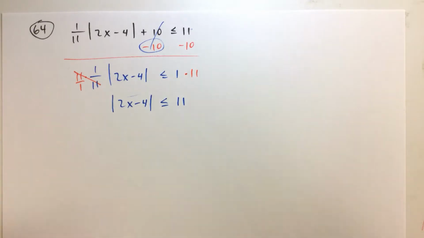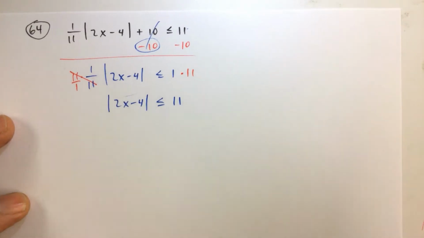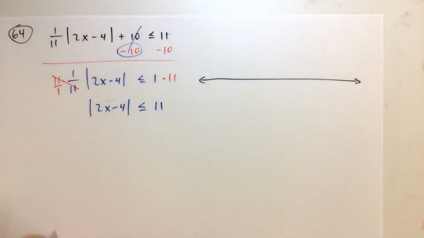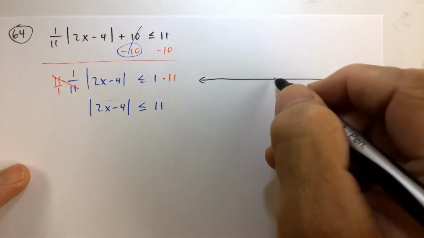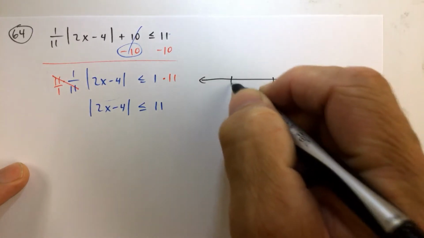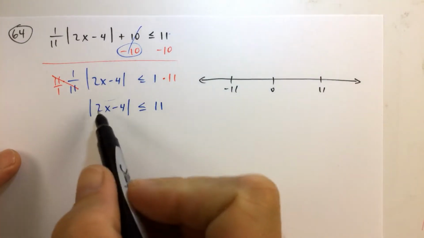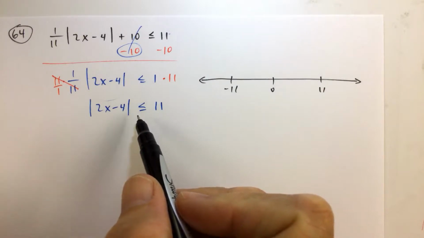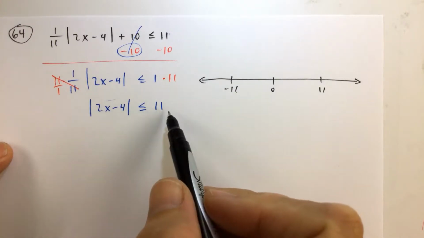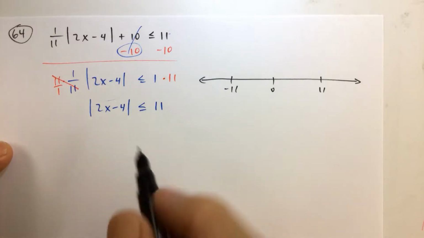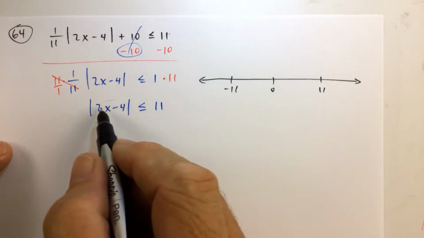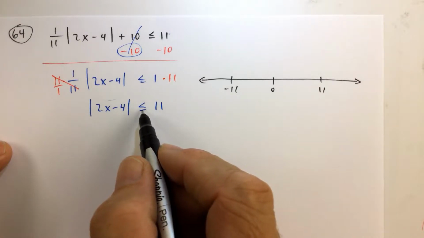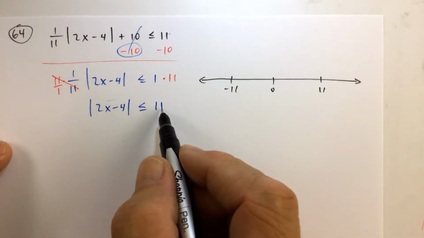Now we can write this using a little bit of logic, and let me draw a picture of that because sometimes pictures are a lot easier to understand. So we have 0 here, we have 11 here, and we have negative 11 there. This statement says, and I urge you to pause the video and see if you can finish my sentence, this statement says that 2x minus 4 has to be less than or equal to 11 units from 0.